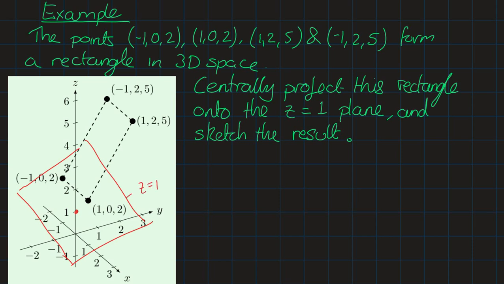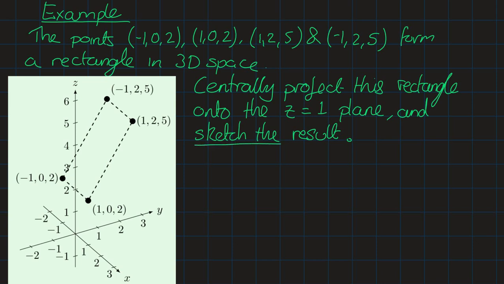So what you're going to do is centrally project each of these points. That means you draw a line from the origin to the point, you look at where it hits the red plane, and then you draw the other point. But obviously this is a complete mess and it's not very helpful, so I'm going to erase it. But geometrically that's what we're going to do. Let's just do it algebraically.